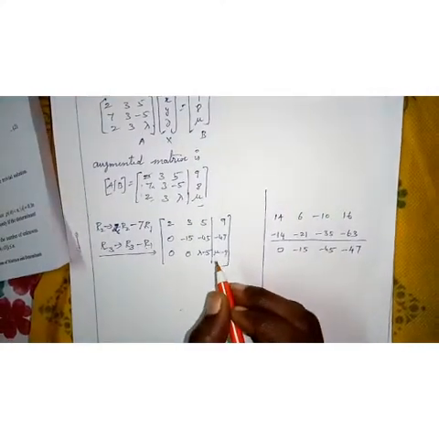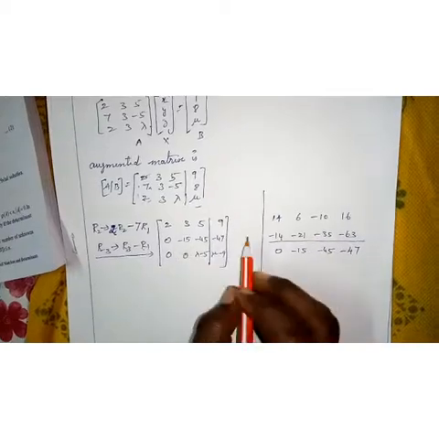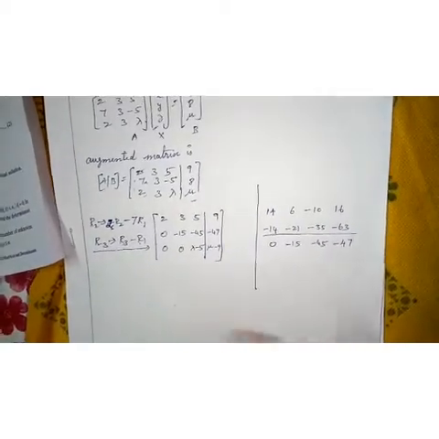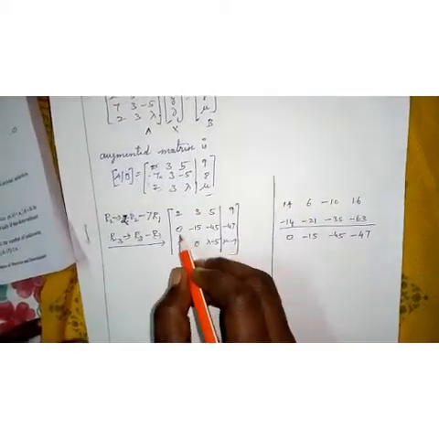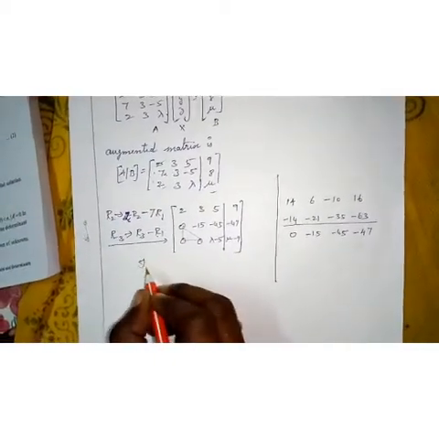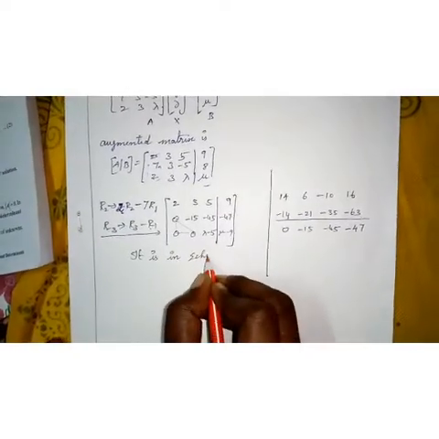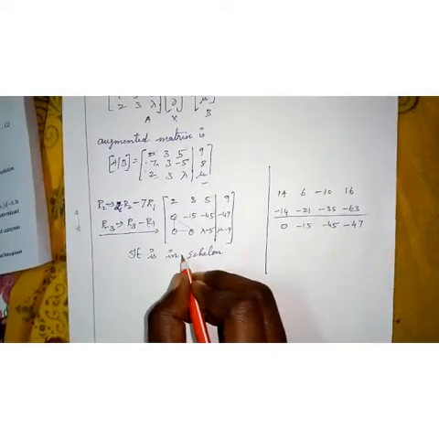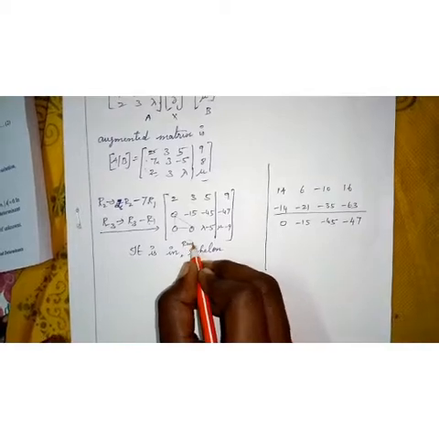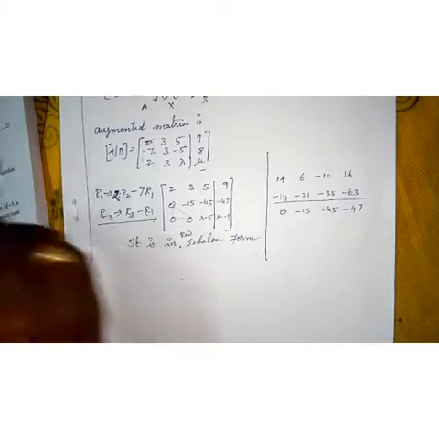Any doubt? Any row converted to 0? That's all. You got the first two elements of the second row and third row as 0, and the lower triangle also is 0. Then come to here. It is in row echelon form. Okay, now we come to our question.